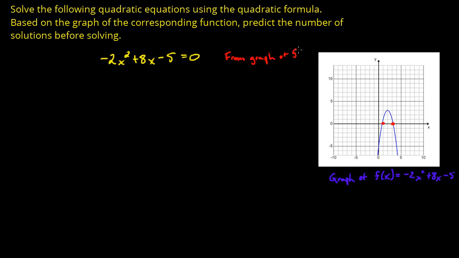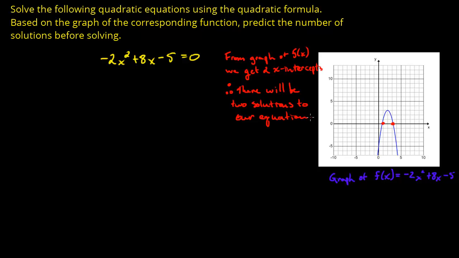So we can say from the graph of f of x, we get two x-intercepts. Therefore, there will be two solutions to our equation. So there should be two solutions to this equation.